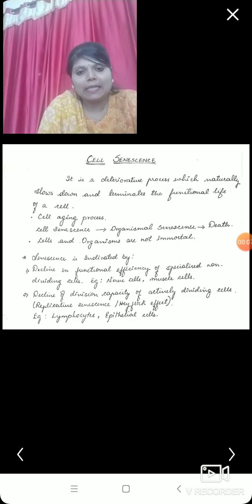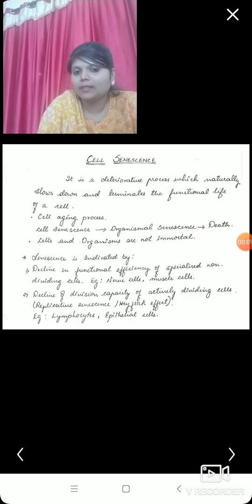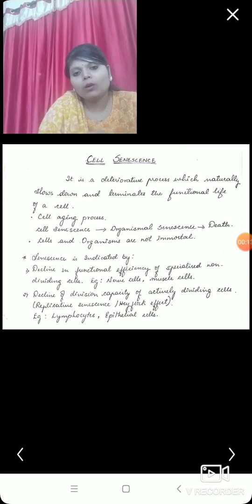So, what do you mean by cell senescence? Cell senescence is nothing but aging of the cells. How the aging of the cells is going to happen, and what are the changes that we could see in the cell when the cell is going to become an aged one.